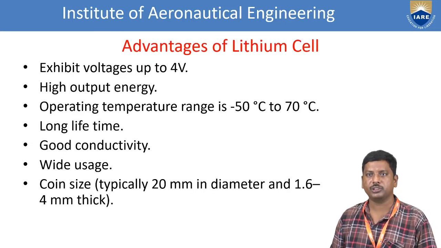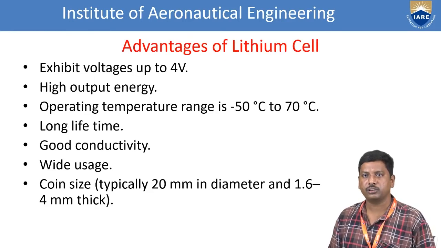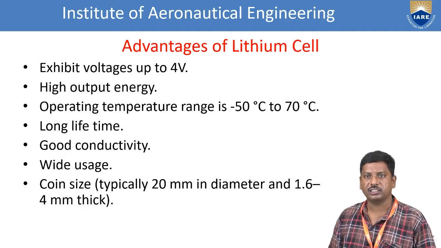And finally, observe the advantages of lithium cells. They exhibit voltage of up to nearly 4 volts compared to the primary Leclanche cell, so it is better and gives better output energy. The operating temperature ranges from minus 50 degrees centigrade to 70 degrees centigrade. It has a long lifetime and good conductivity, and it is applicable to a wide range of usages.